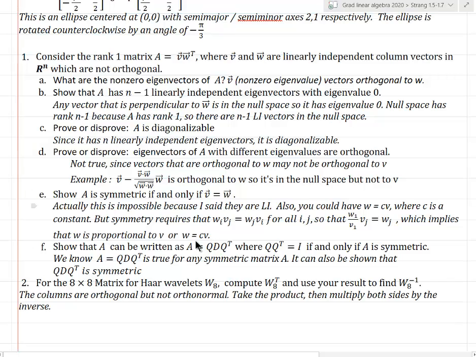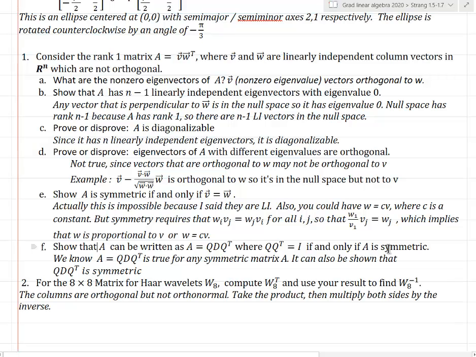Now, if W is equal to CV, I can choose the two vectors to be equal because I can distribute the constant among the two vectors. But it's true that as long as W is CV, then this is symmetric. You can pull the C out, right? Okay. Now, A can be written as A equals Q D Q transpose with Q transpose Q equals I if and only if A is symmetric.